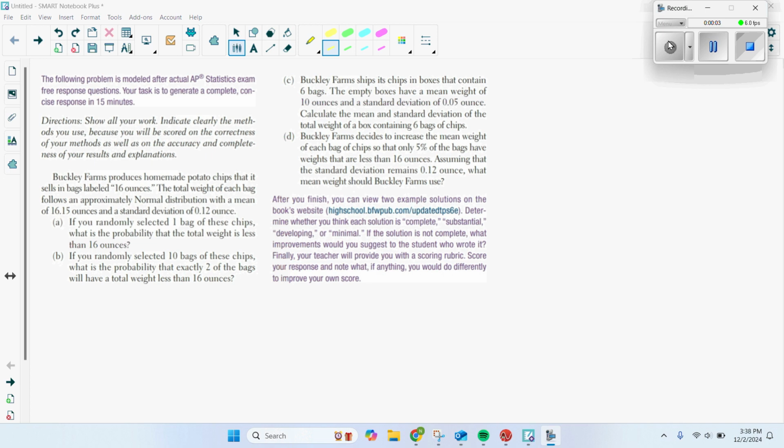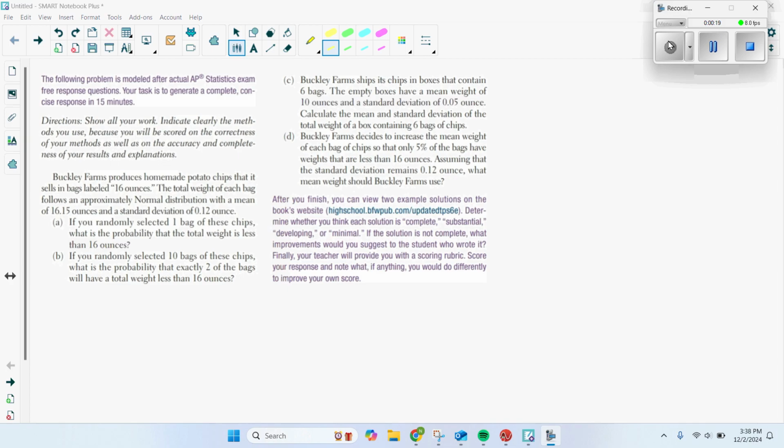Hey y'all, we're going to take a look at the FRAPPY for Chapter 6, and this goes over several ideas that are going to show up on the Chapter 6 test, so I think it'd be helpful to take a look at it. Buckley Farms produces homemade potato chips that it sells in bags labeled 16 ounces.